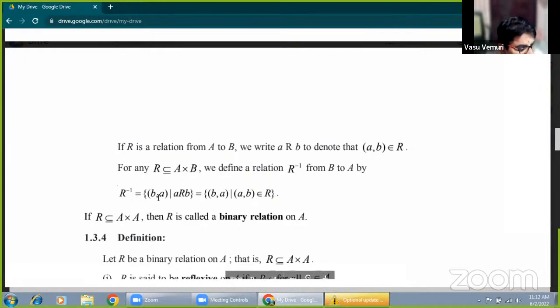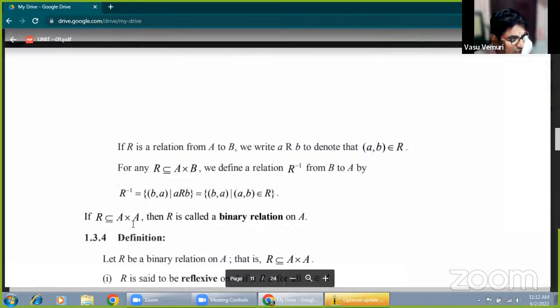What is R inverse? B and A. Now B and A is also defined from the relation capital R from A to B. So finally, this set is the roster form of the inverse relation: the set of ordered pairs (B, A) such that (A, B) belongs to capital R.